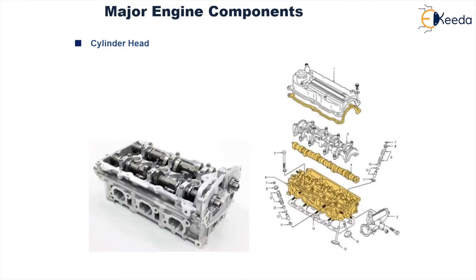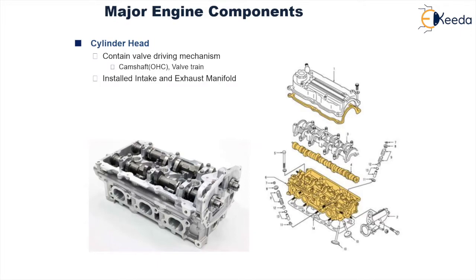This is a diagram of the cylinder head. What does it contain? It contains the valve driving mechanism, that is the camshaft and the valve train. OHC means overhead camshaft. It also houses the intake and exhaust manifold. It consists of the upper part of the combustion chamber. The material is cast iron, steel or aluminium alloy. As you can see, it is a very big component, hence it is to be manufactured by casting, and further super finishing machining operations are to be carried out.